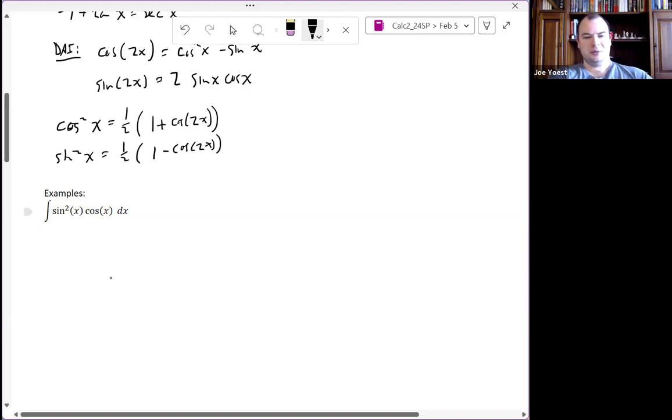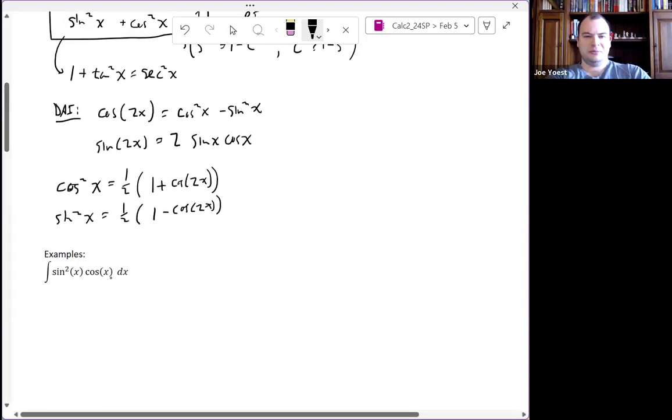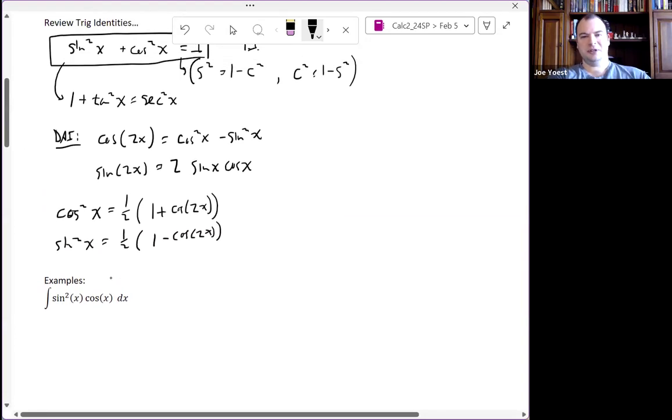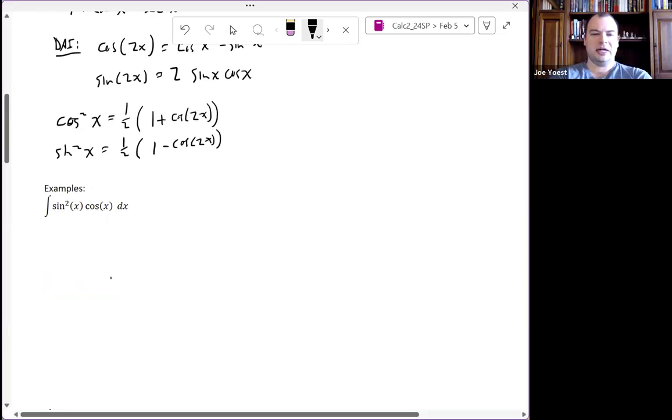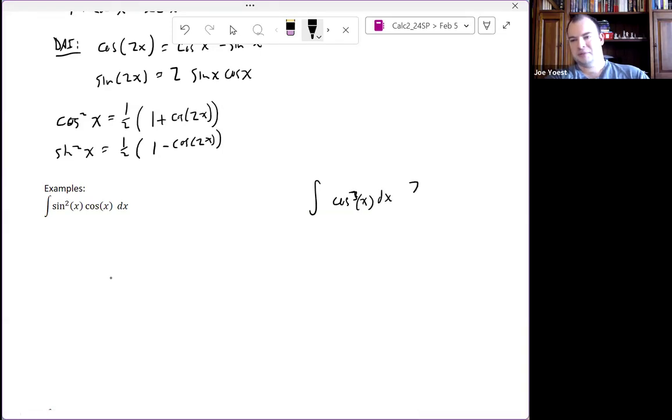Now, if I look at this first example, the integral of sine squared x times cos x dx, I might try to look for some way to turn the sine squared into a cos squared and get a bunch of cosines. But even if I got something like a cosine cubed of x, I don't really know how to integrate that directly, right? So even if I did get to something like cos cubed x dx, I'm not really sure where to go from here.